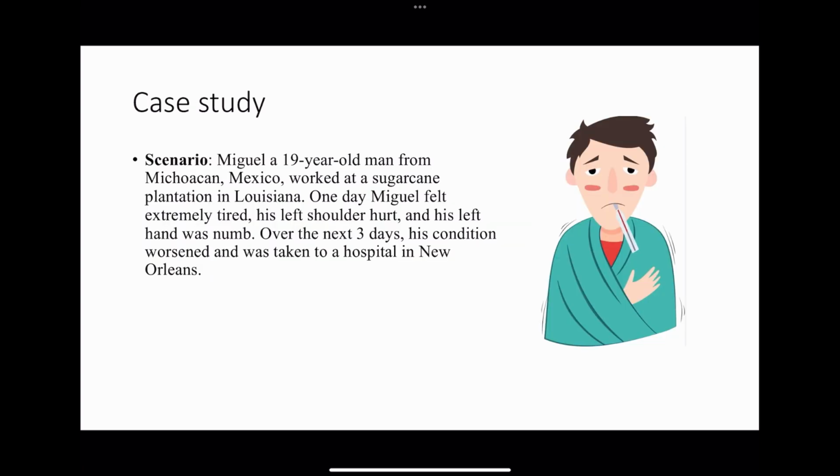The case study of Miguel describes that he is a 19-year-old man from Mexico. He worked at a sugarcane plantation in Louisiana. One day, Miguel felt extremely tired, his left shoulder hurt, and his left hand was numb. Over the next 3 days, his condition worsened and he was taken to a hospital in New Orleans.